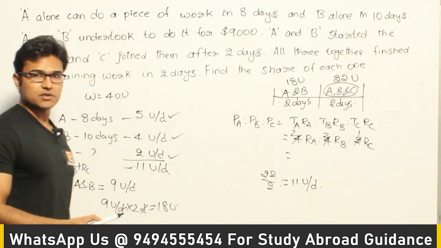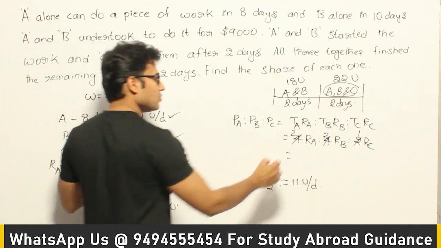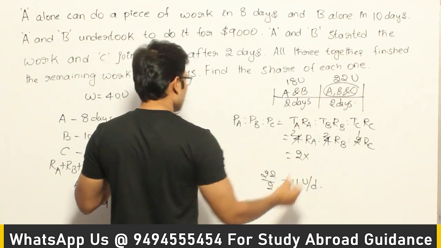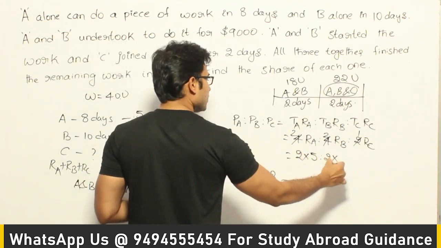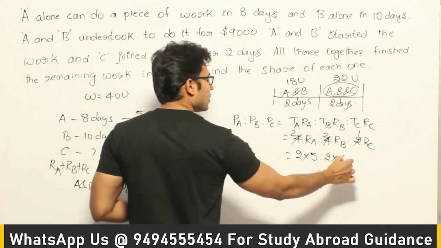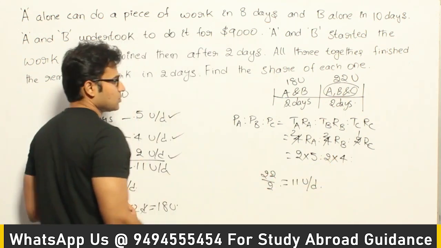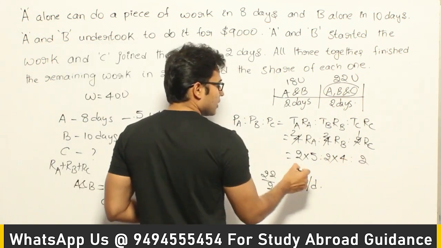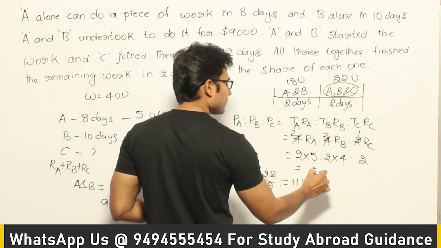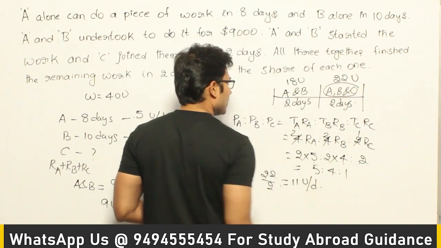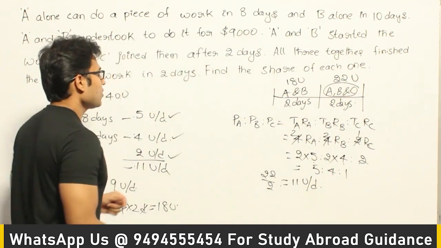It is right away substitution. So what should we do? Rate of A is 5, rate of B is 4, rate of C is 2. Alright, now what are we going to get? 5 is to 4 is to 1. Right? So what is the part of A?